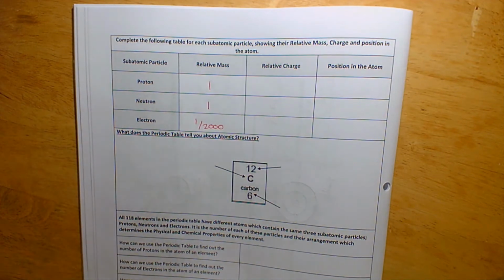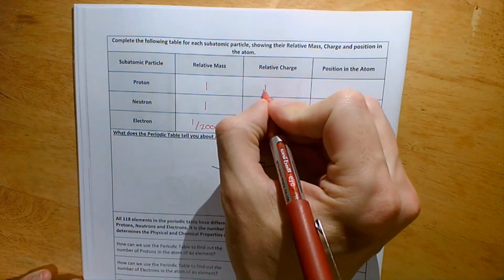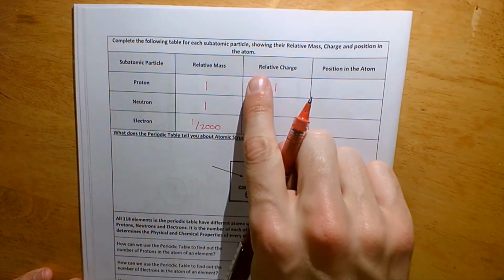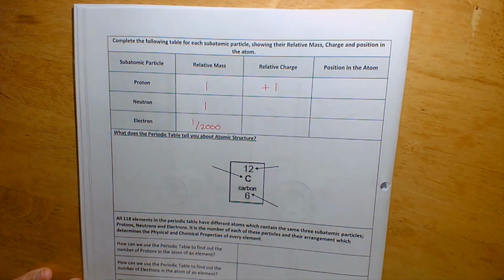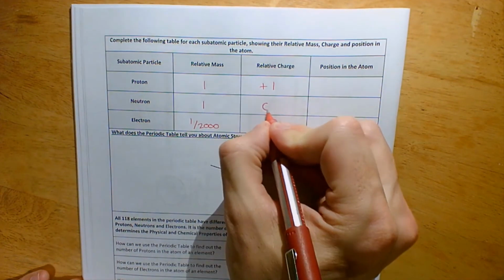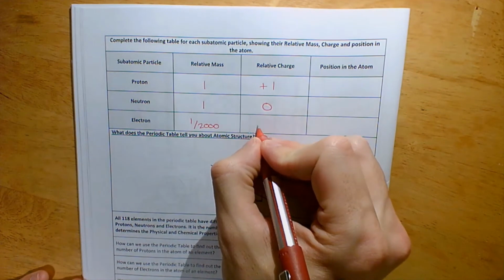So their relative charge. We already know that the proton is positive, and it is positive 1. If you just put positive, that wouldn't be correct. If you just put 1, that wouldn't be correct. It has to be positive 1. Neutrons, as their name suggests, are neutral. They have no charge. And electrons are negative, and they are negative 1.